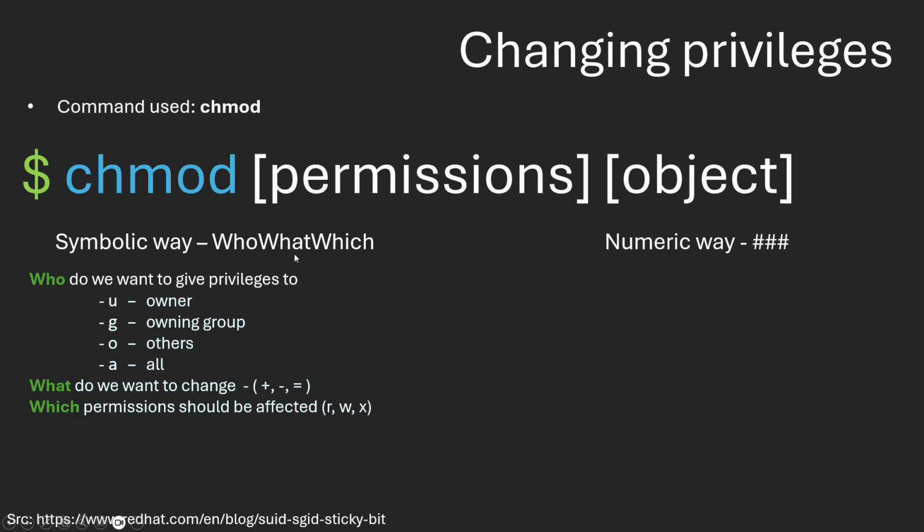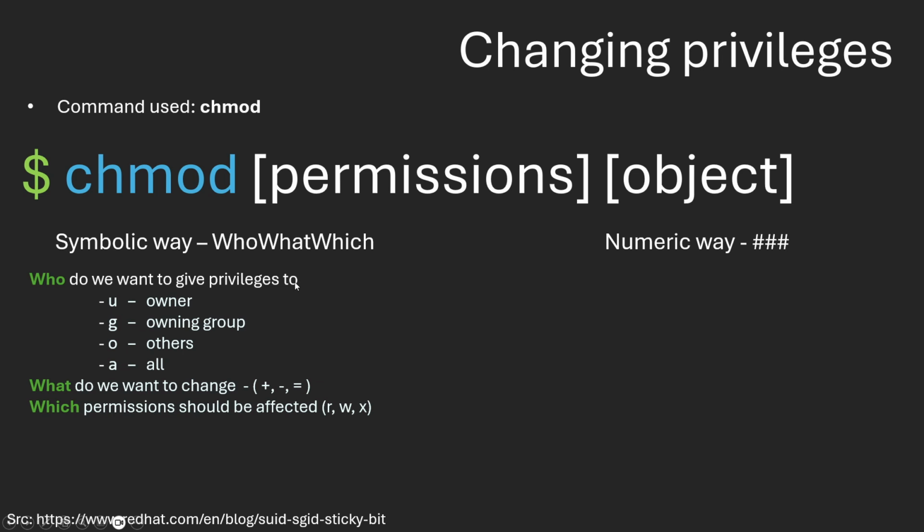Then there's the what part. So what do you want to change? Do you want to add privileges, remove privileges, or explicitly set them? And then which privileges should be affected? Read, write, execute. That's all we can specify there. We can also combine it. So we write just ug plus rw, which will mean give the user, owner, and the owning group permissions to read and write.